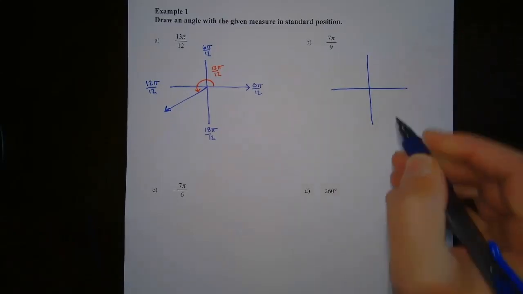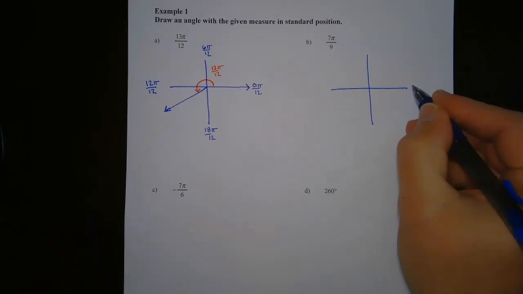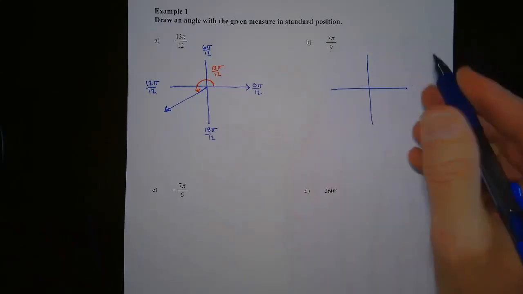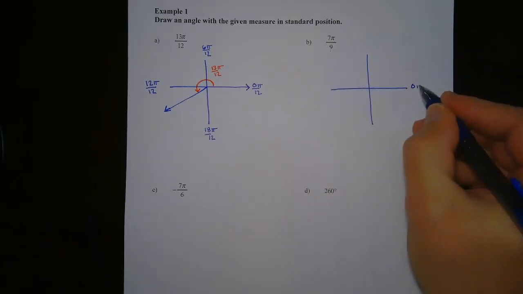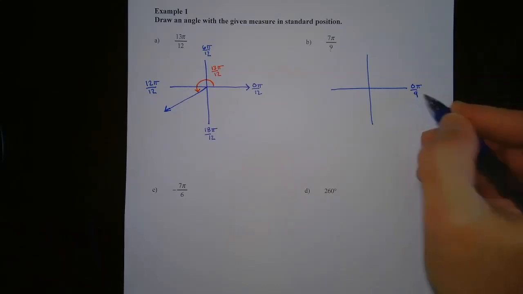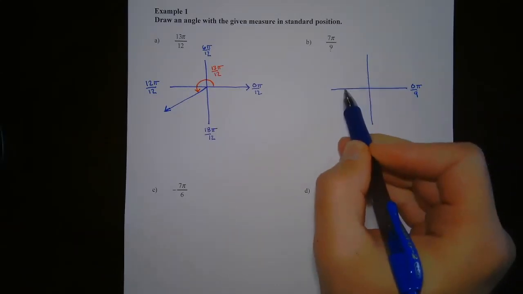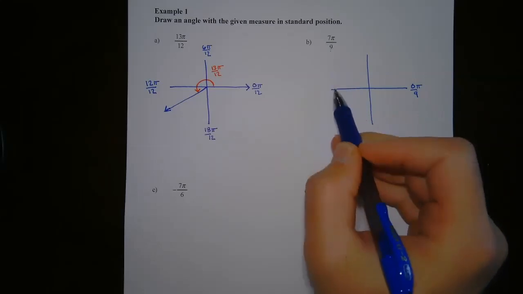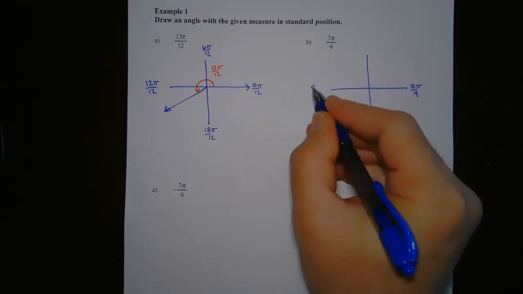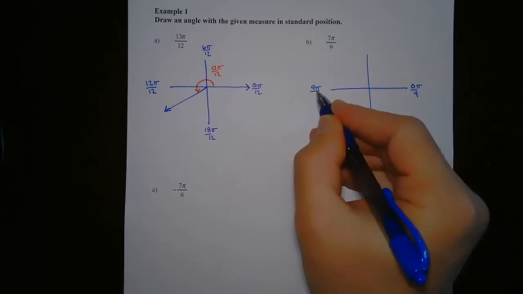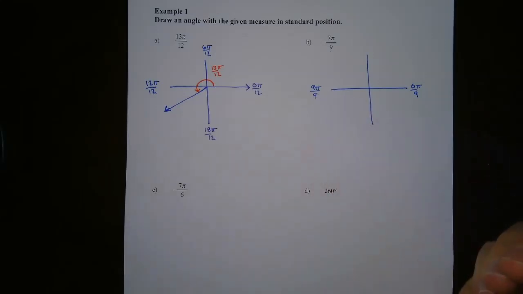All right. And then right here, this angle is, because I'm in ninths, going to be 0 pi over 9. This angle, if I rotate to here, is pi, but since I'm in ninths, this angle is going to be written as 9 pi over 9, because 9 pi over 9 is pi, right?